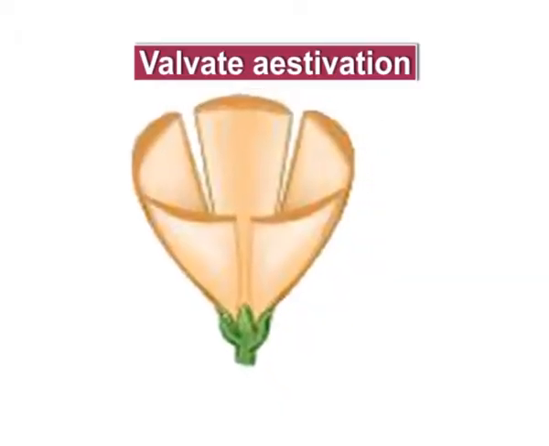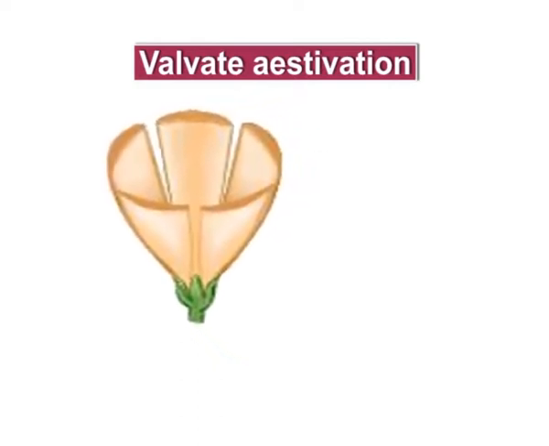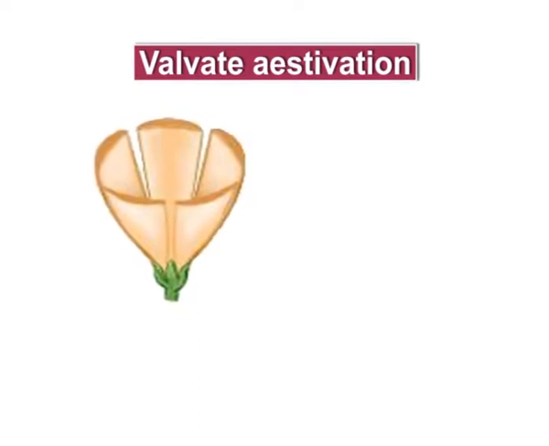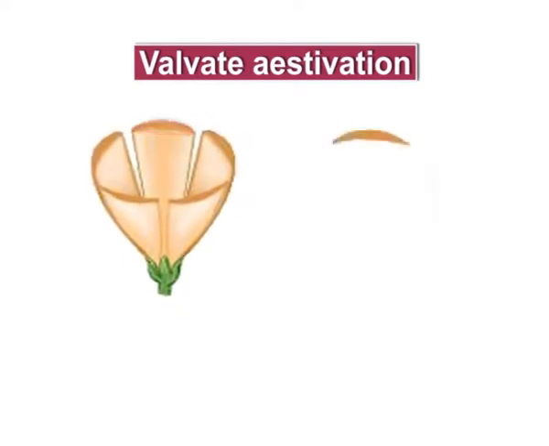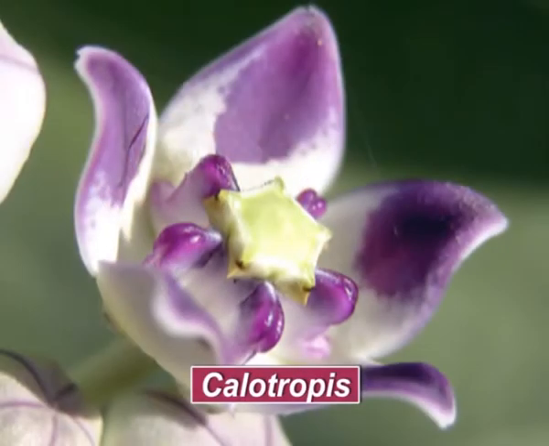Valvate. As we can see here, the petals or sepals of the whorl are placed close to each other, but their edges do not overlap one another. Sometimes they may just touch each other. This is valvate estivation. Valvate estivation is found in Calotropis.